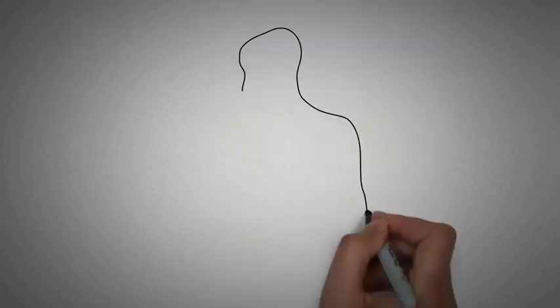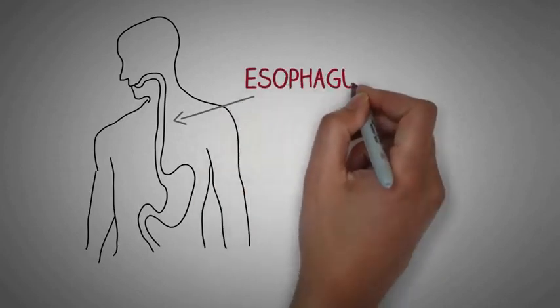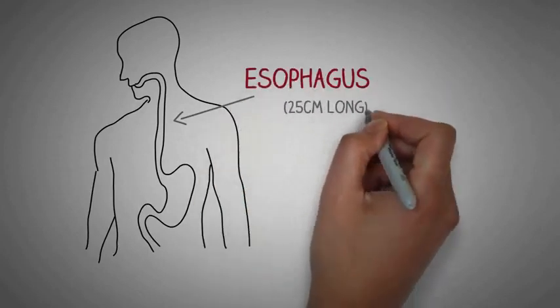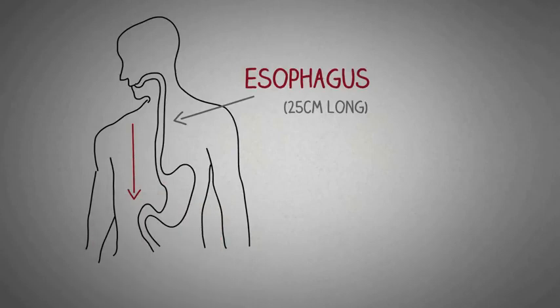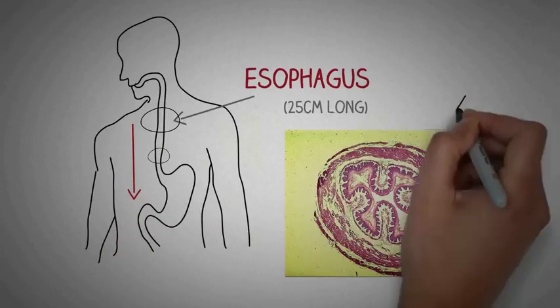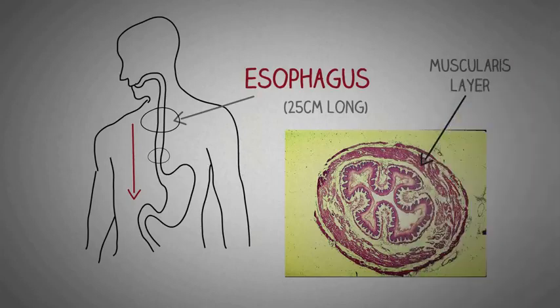The next part of the digestive system is the esophagus, which is a 25 cm long muscular tube through which the food passes into the stomach. It passes through the posterior mediastinum and enters the abdomen through a hole in the diaphragm and joins the stomach. The whole length of the esophagus contains smooth muscles which propel the food forward through muscular contractions known as peristalsis.